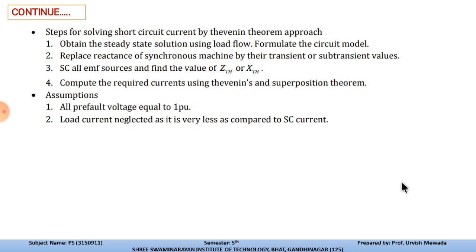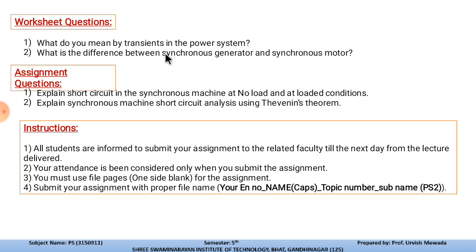So after this presentation, you have the worksheet questions: what do you mean by transients in the power system, and what is the difference between a synchronous generator and a synchronous motor. And the assignment questions after this presentation are: explain short circuit in the synchronous machine at no load and at loaded condition, and explain the synchronous machine short circuit analysis using Thevenin's theorem. The related instructions for the worksheet and assignment questions are written below.